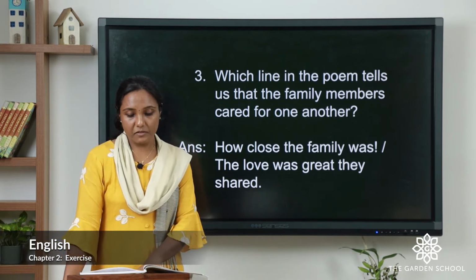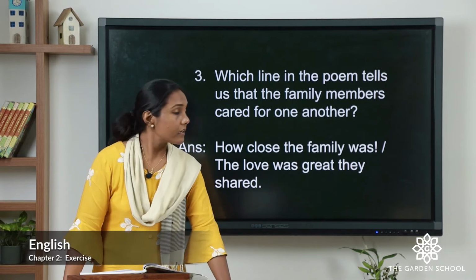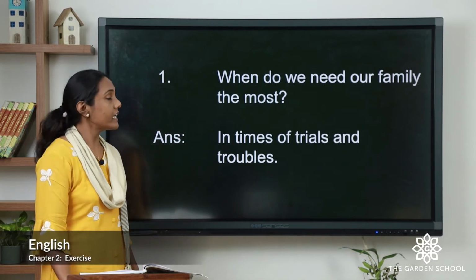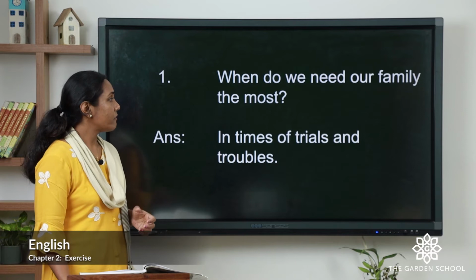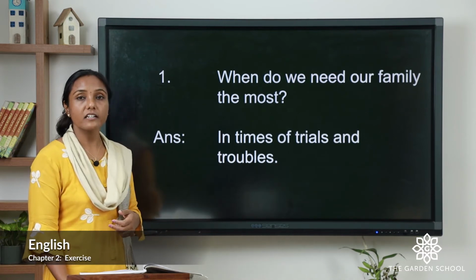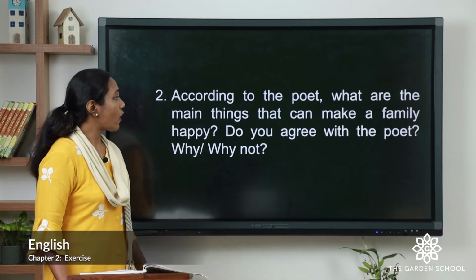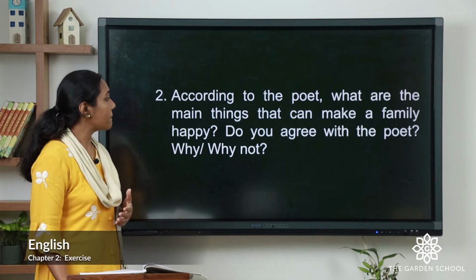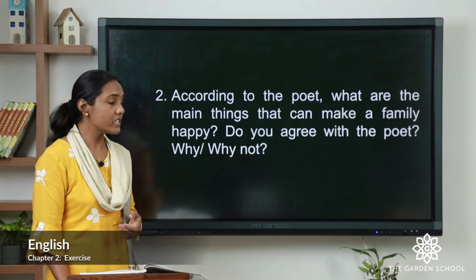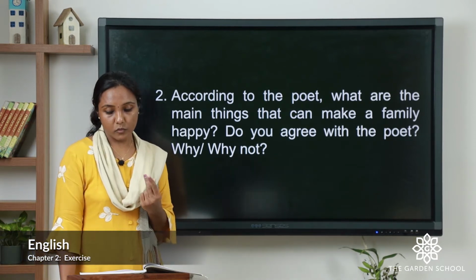Now let's see the next part C, think and answer. When do we need our family the most? In times of trials and troubles. According to the poet, what are the main things that can make a family happy? Do you agree with the poet? Why? Why not? So we have to answer for 2 questions.